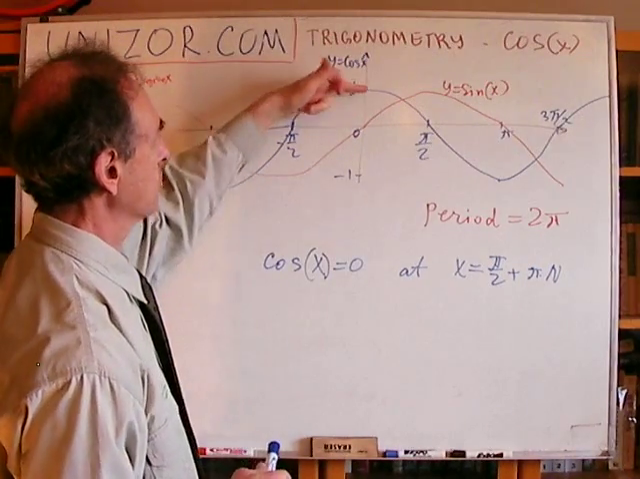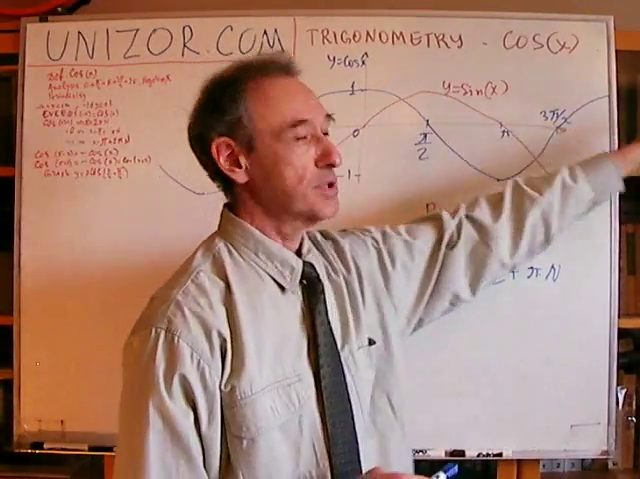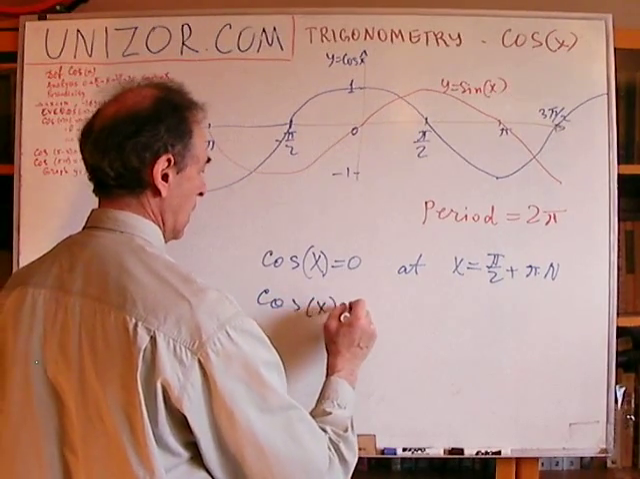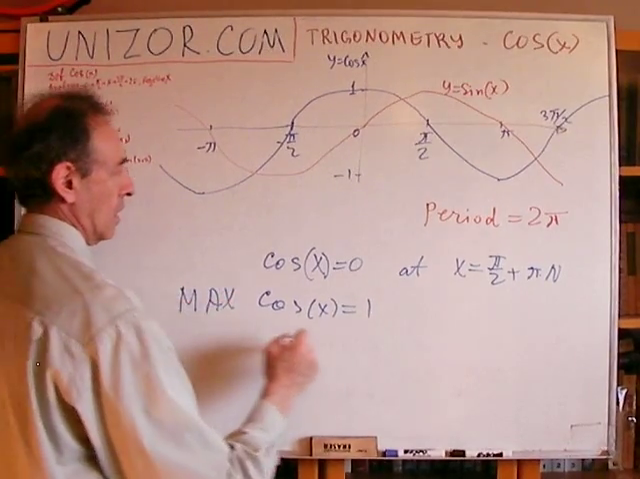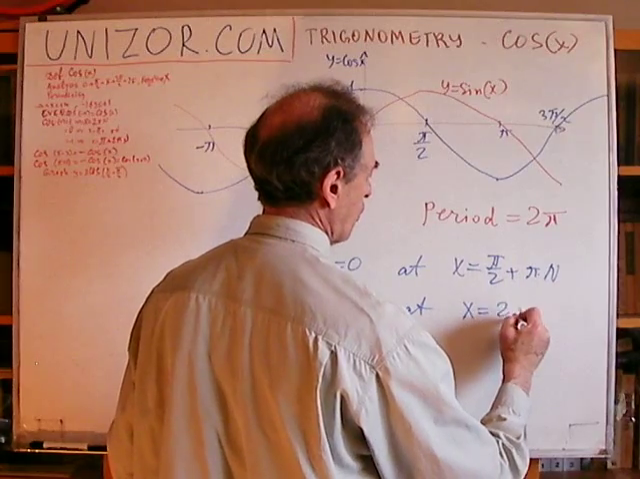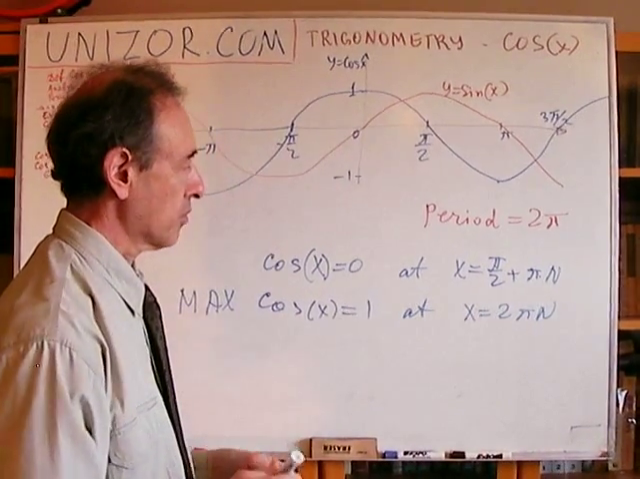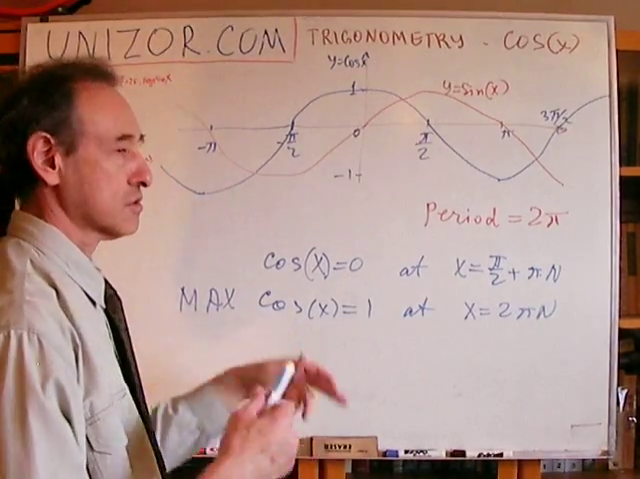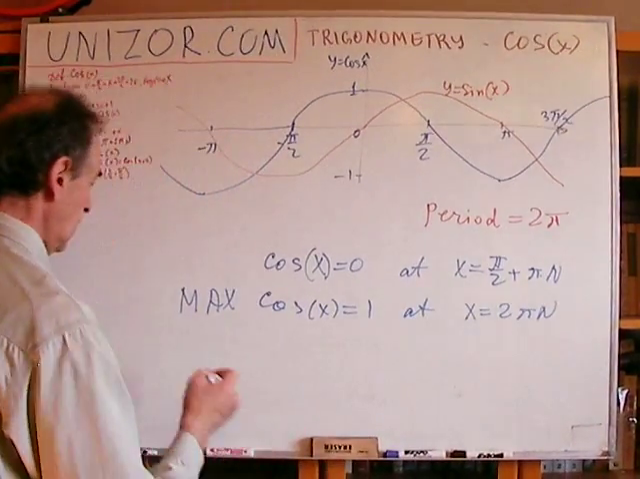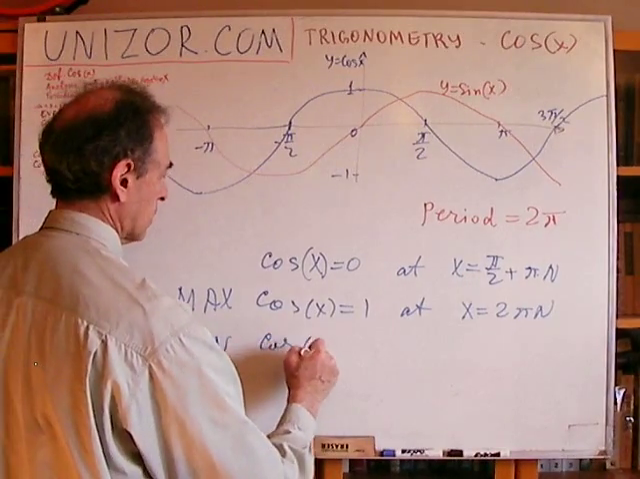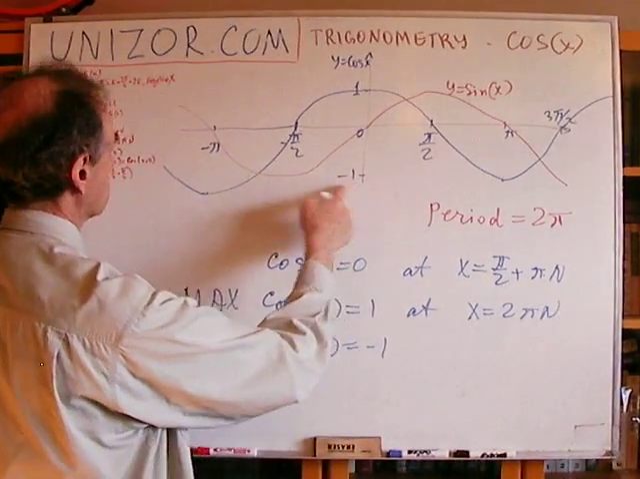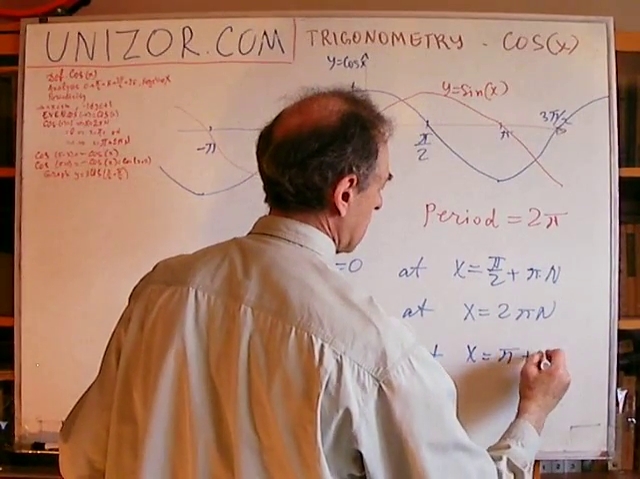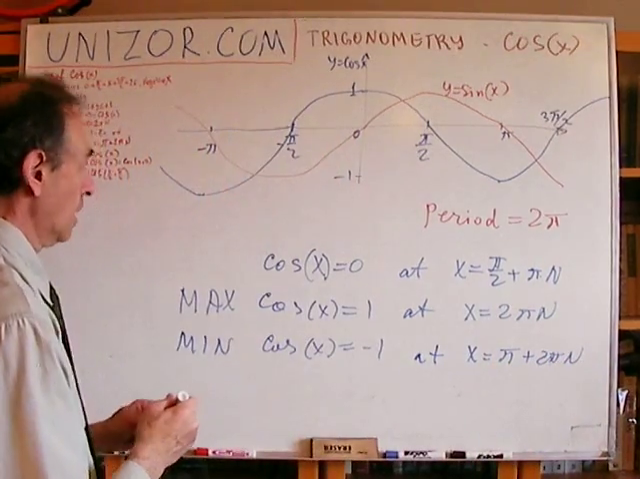Now, where is the function equal to maximum? 1. At 0, and by period, by 2 pi as many times as we want. So cosine of x is equal to 1, which is maximum, at x equal to 2 pi n, where n is any integer number. If n is 0, we have 0. If n is 1, we have 2 pi. If n is equal to minus 1, we have minus 2 pi, and it repeats by periodicity. And finally, the minimum of the function, when the cosine of x is equal to minus 1, we have minus pi, etc. So it's at x equal to pi plus 2 pi n, plus the periodicity. So that's maximum and minimum.